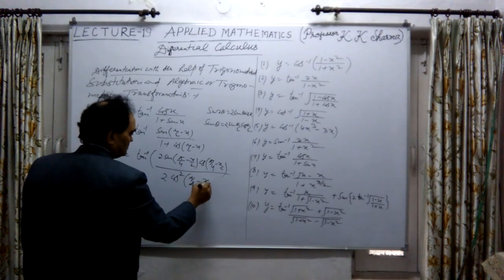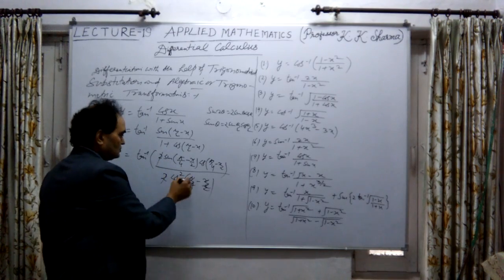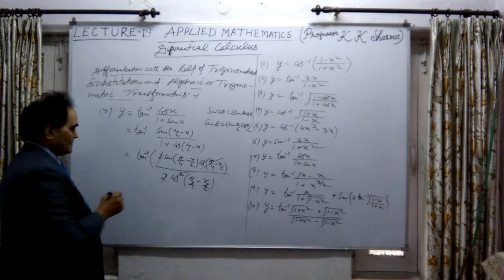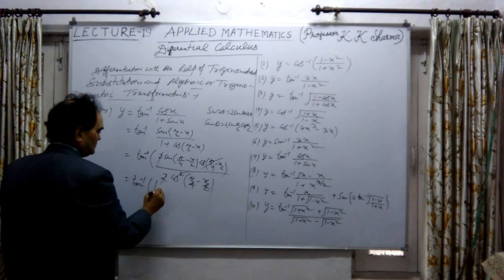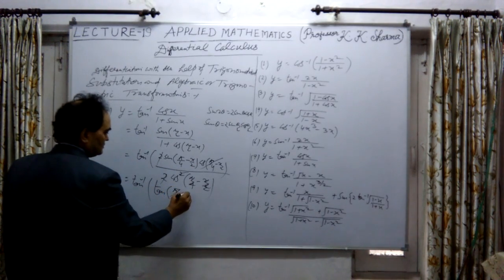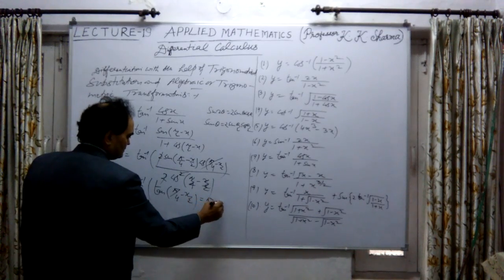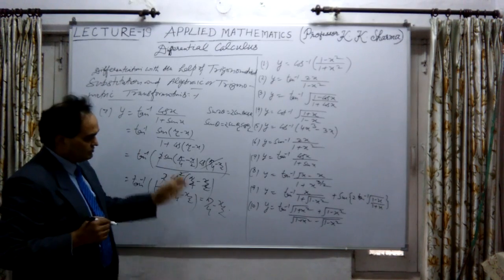The same angle we have obtained in the denominator also. So 2 and 2 cancel out, and one cos is cancelled out. So we get tan inverse of tan of pi by 4 minus x by 2 angle. This is nothing but pi by 4 minus x by 2, which is now transformed into x.